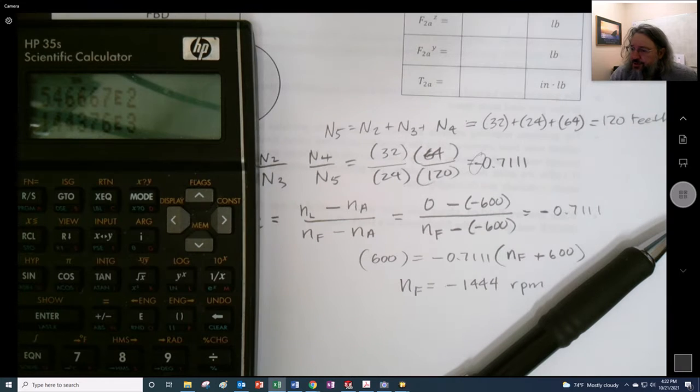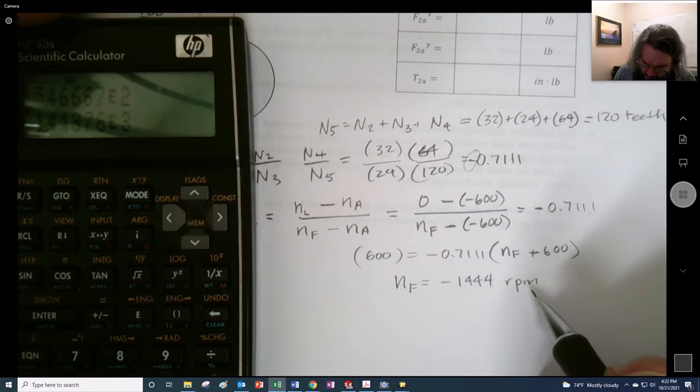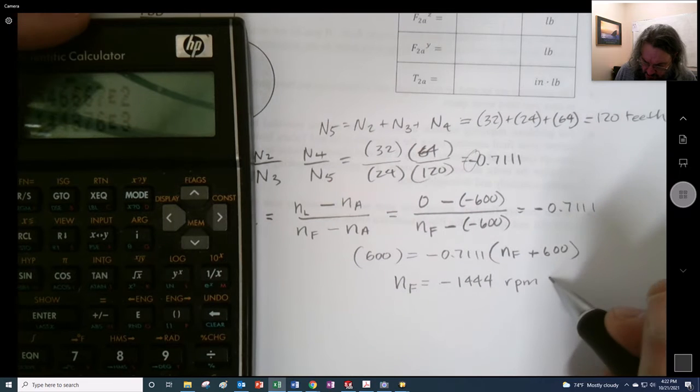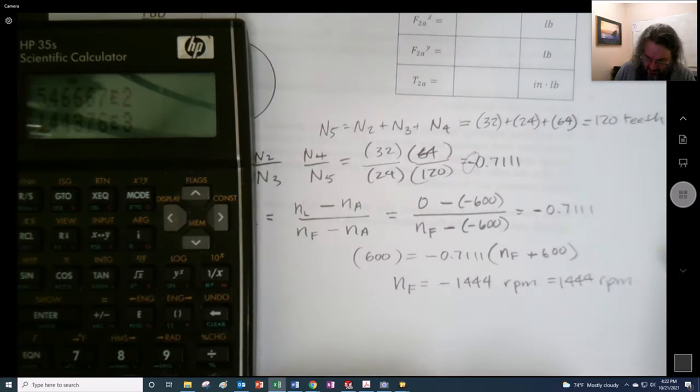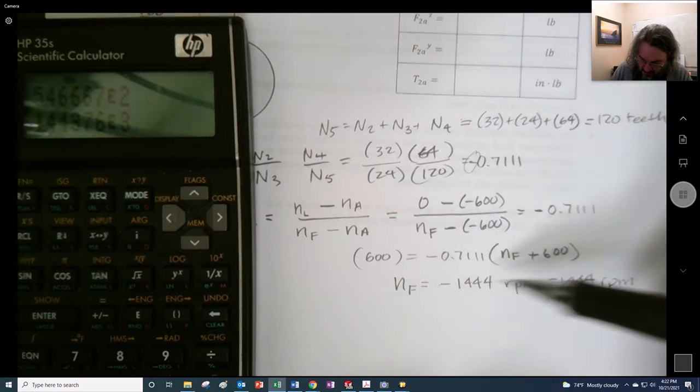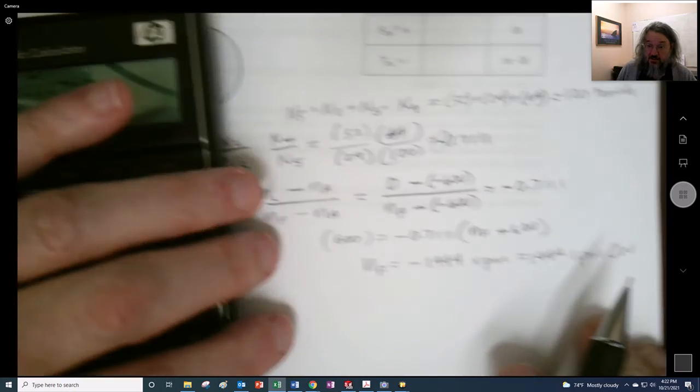Just because, right? If 600 is going in that direction, yeah, I think this is correct, right? So it's 1,444 RPM, and we said we had negative in, we had negative out. This is the clockwise, right?